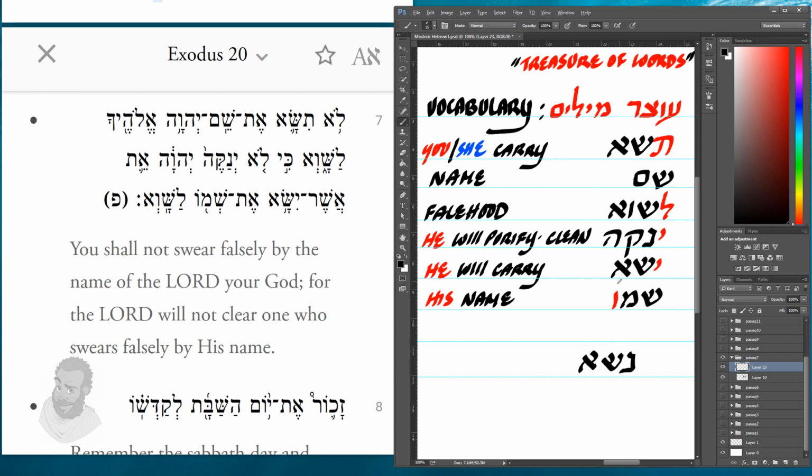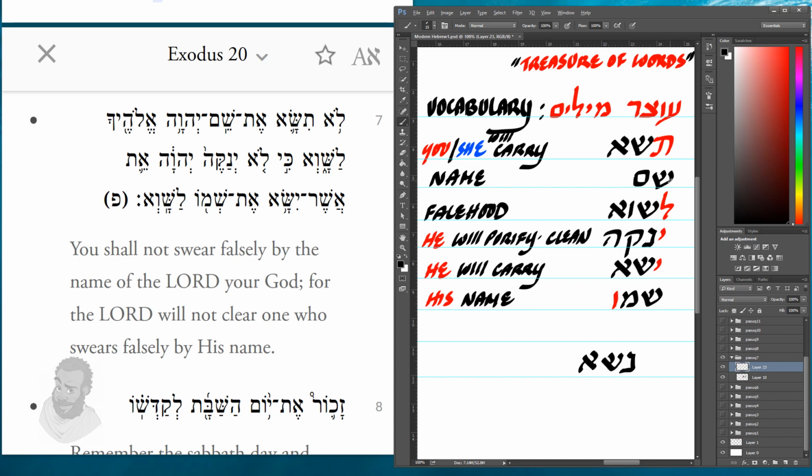Nasa means he carried. Tisa means you or she carry. It will be an incomplete action. So it's you or she will carry. The noon drops and then you add the tau. So you will carry. I know this doesn't make sense because it says you shall not swear falsely by the name of Yah, but bear with me. So do not carry, or you shall not carry, the name of Yah.